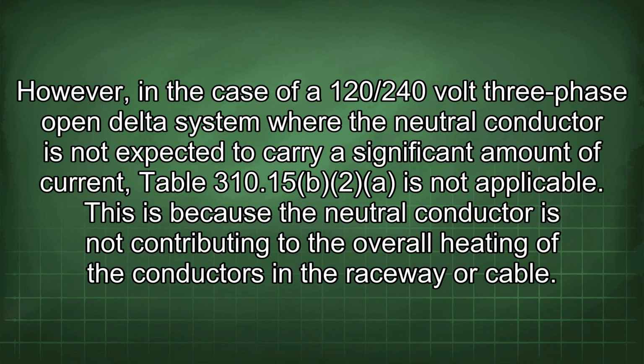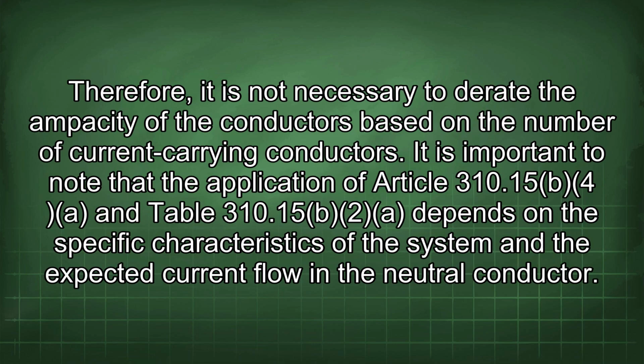However, in the case of a 120/240-volt three-phase open delta system where the neutral conductor is not expected to carry a significant amount of current, Table 310.15(B)(2) is not applicable. This is because the neutral conductor is not contributing to the overall heating of the conductors in the raceway or cable. Therefore, it is not necessary to derate the ampacity of the conductors based on the number of current-carrying conductors.